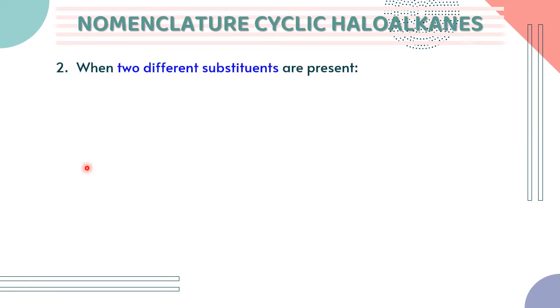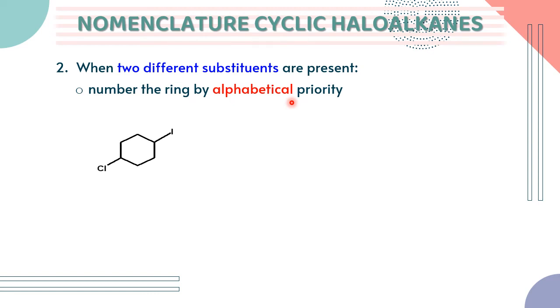When two different substituents are present, number the ring by alphabetical priority. So what does it mean? For example, here we have a cyclic structure. This will be the parent chain, so you will have cyclohexane over here. Let me just write it down. On this cyclohexane, you have two substituents, chlorine and iodine. Here is chloro, here is iodo.